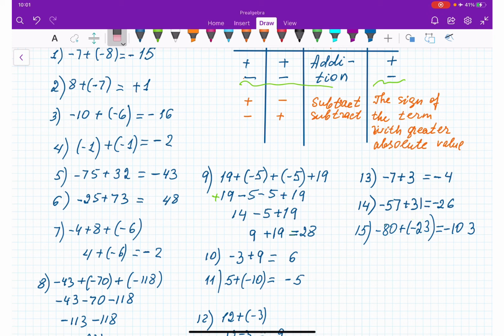Let me clean this. Number 16. Negative 30 plus negative 57 plus negative 127. All right?